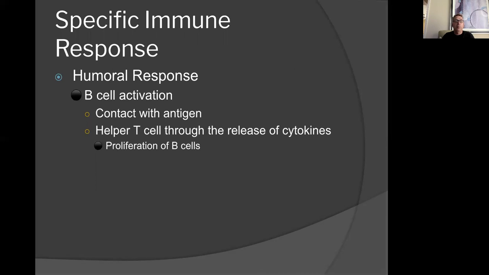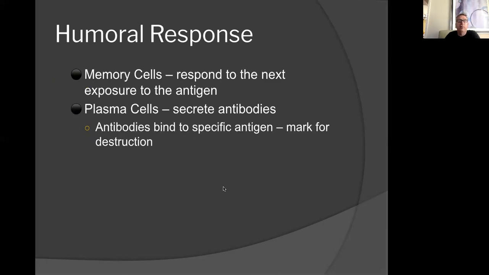So humoral response, this is B cell activation, has contact with the antigen and the helper T cell through the release of cytokines. And that's the proliferation of B cells. So what are memory cells? They respond to the next exposure to the antigen. Plasma cells secrete those antibodies, which will attack that specific antigen and mark it for destruction.